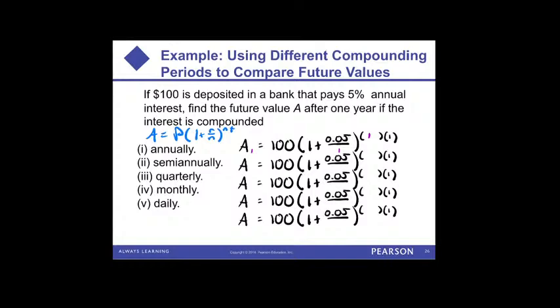Semi-annually means that the n is 2, the interest is applied twice in a year. Quarterly, n is 4, it's applied 4 times per year. Monthly, n is 12, applied 12 times per year. Daily is 365, interest is applied every day. All right, we will use our calculator to crunch these results. So I'm just going to say, hey, use a calculator to get these results.